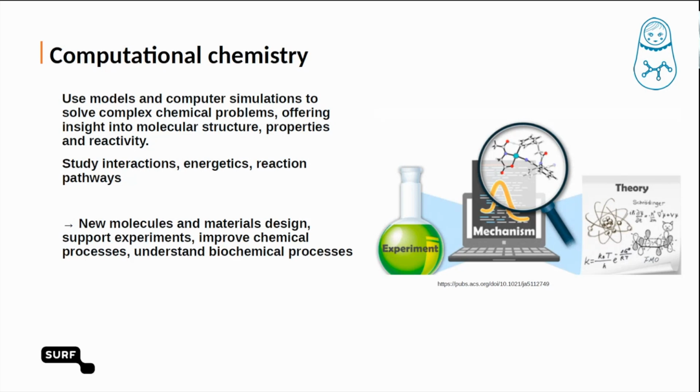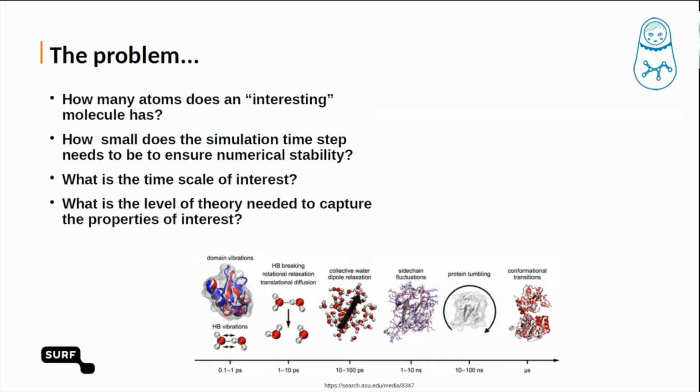So I'm going to try to tell you more or less what the problem is, or at least one of the issues. So what is the problem? How many atoms does an interesting molecule have? Water is interesting, don't take me wrong, but just one water molecule is not so interesting. Normally you have a big molecule, right? So I'm going to think here about a protein. We're talking about really thousands of atoms, right?